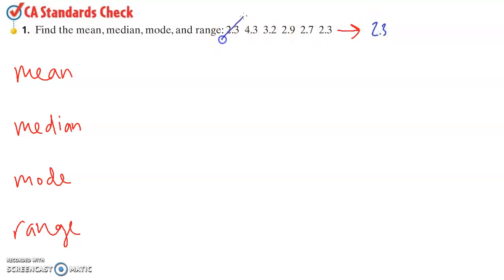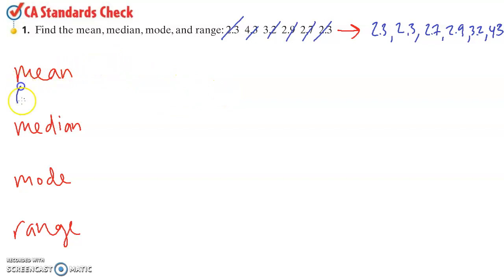So I have 2.3 is the smallest number. 2.3 is the next smallest number. Used twice, so you write it down twice. The next smallest number is 2.7, then 2.9, 3.2, and 4.3. All right, so I wanted to do that just because that might simplify things later on, especially to get a count of all of our numbers.